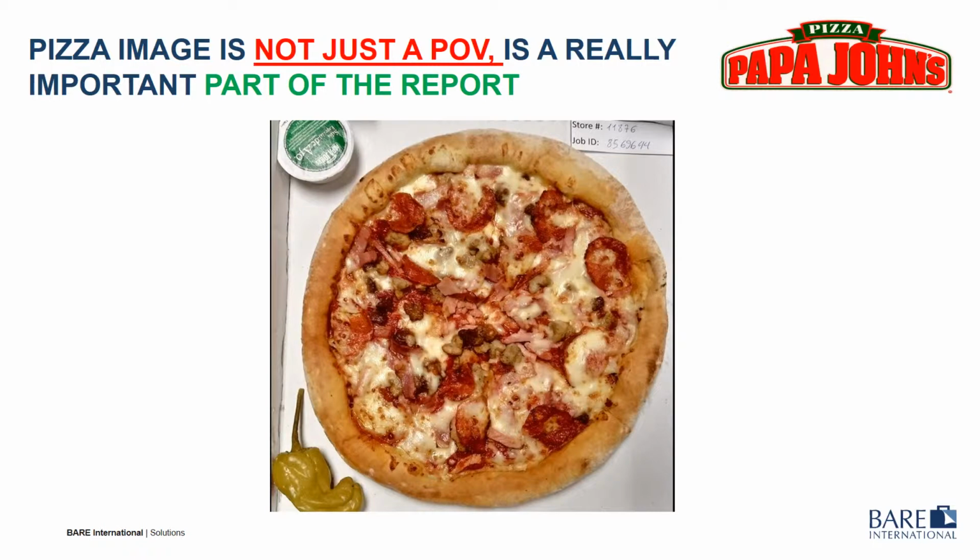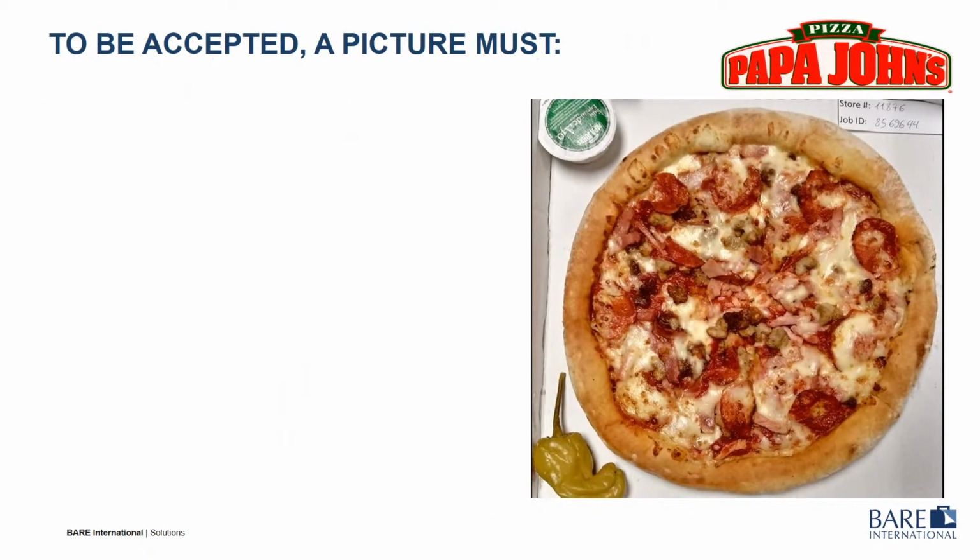Here we have a pizza with a good quality and a good image. It's important for you to know that this is not just a POV, but a really relevant part of the report for the client. Restaurants will be evaluated based on this image, which is for sure the most important part of the whole assignment. So let's check together all the elements your picture must have to be accepted.